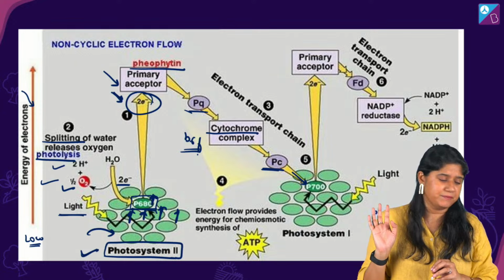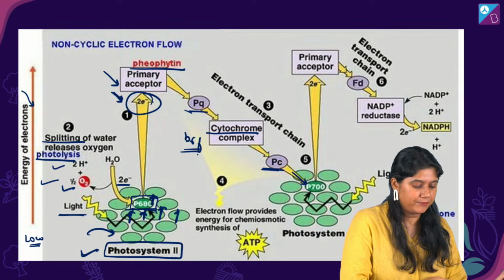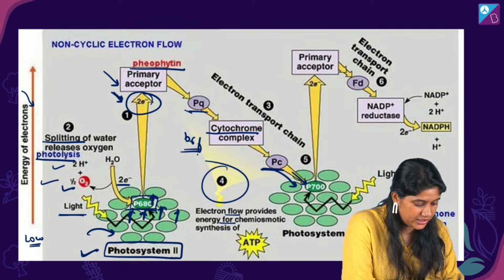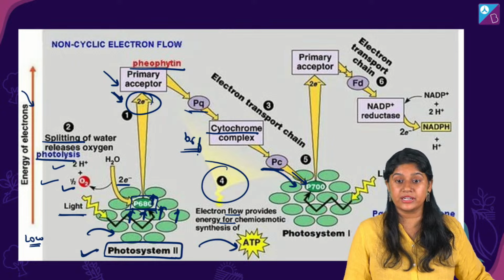चलिए. Okay, so what happened? These electrons will come to photosystem 1, and over here only, ये जो fourth step हमारा क्या है? Electron flow will provide the energy, तो हमारा ATP यहां पे बन रहा है. Clear? So before it enters, we have the ATP formation also.